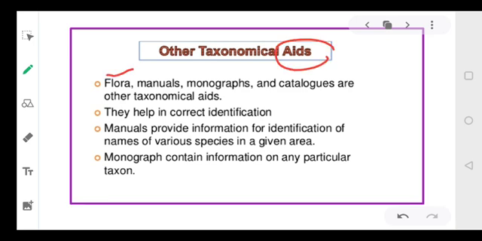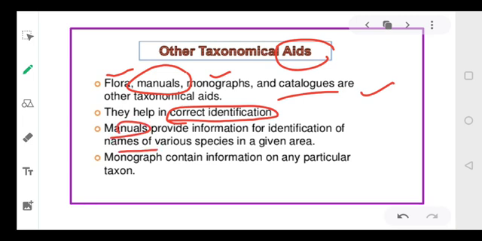First is a flora. Flora means plants. Manuals are like a specific notebook where we can write about a particular organism. Then there can be monographs, photographs and catalogs, as you have in a library. Every library book has a card on which its information is written. In the same way we can maintain catalogs. All these taxonomical aids help in the identification of the organism. The basic purpose of all these resources is identification.